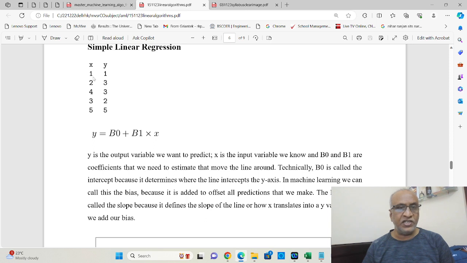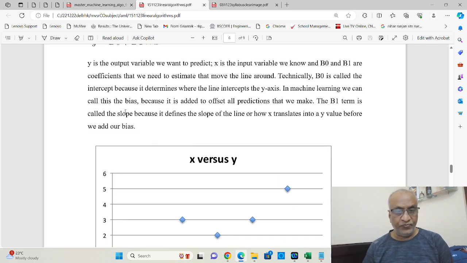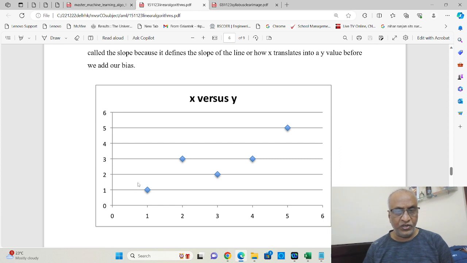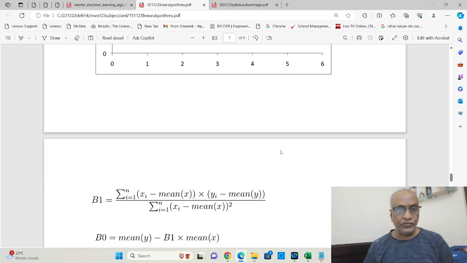So these are our points, let us say x and y. The values of x are 1, 2, 3, 4, 5, and the values of y are 1, 3, 3, 2, 5. Now if you plot a graph, this may look like this, and you can have a line of this kind.